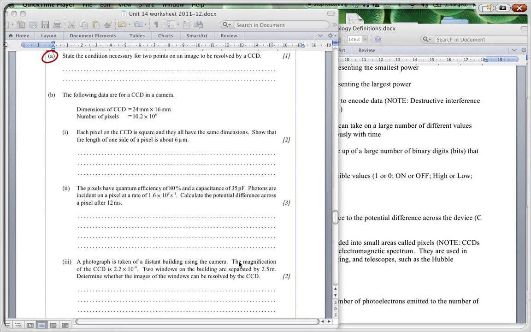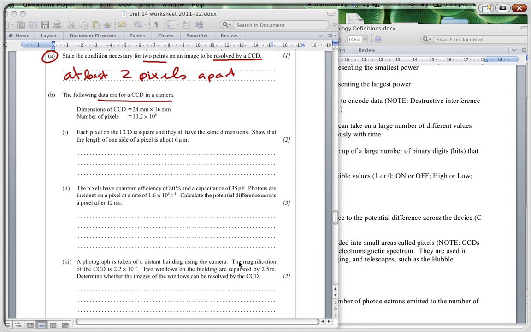Question A. State the conditions necessary for 2 points on an image to be resolved by a CCD. Well, for that to happen, they need to be at least 2 pixels apart. At least. That's the 2 pixels is a minimum. Then we have the following data are for a CCD in a camera.